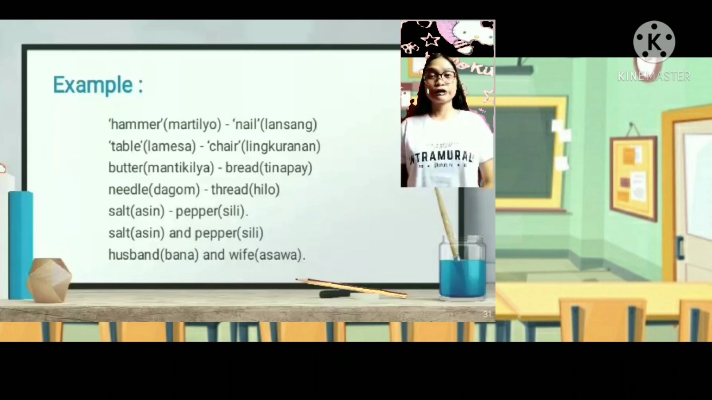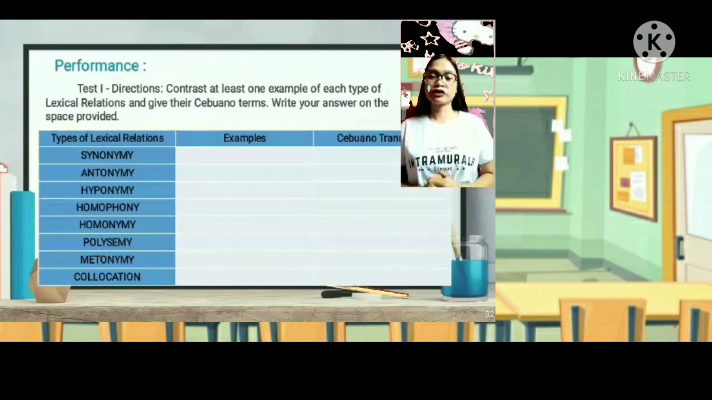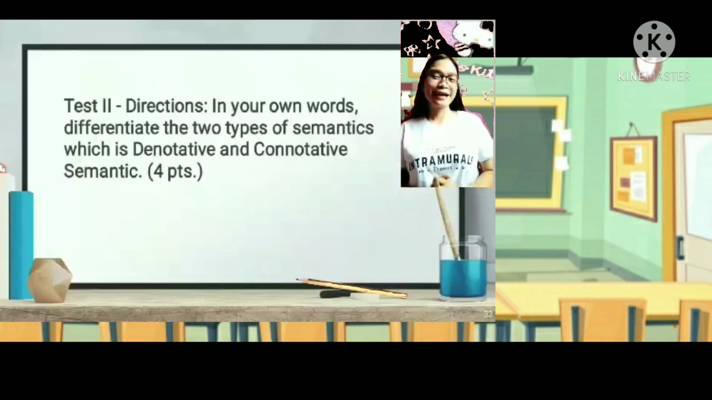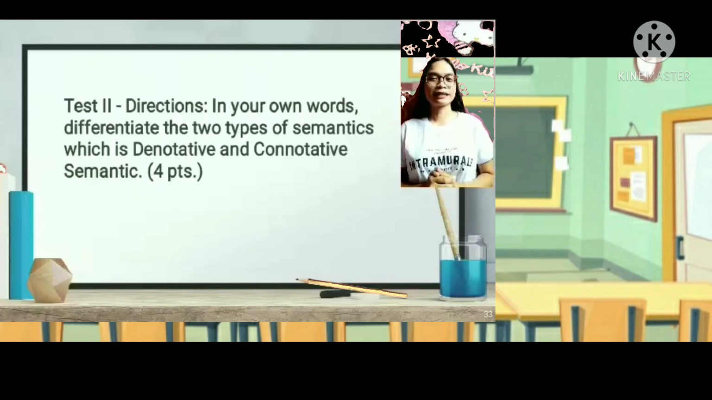Now, since you've learned what semantics is and its types and theory, let's test your knowledge. First activity is to give at least one example of each type of lexical relations and give their Cebuano terms. Write your answer in the space provided. And the second activity is, in your own words, differentiate the two types of semantics, which are denotative and connotative semantics. So that's all for today's discussion.